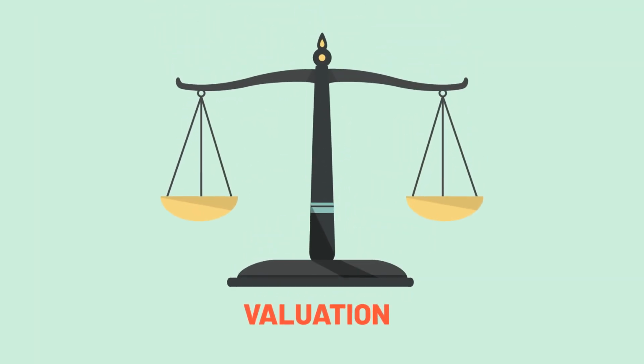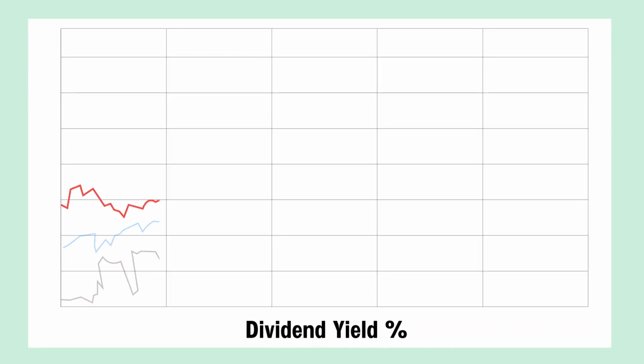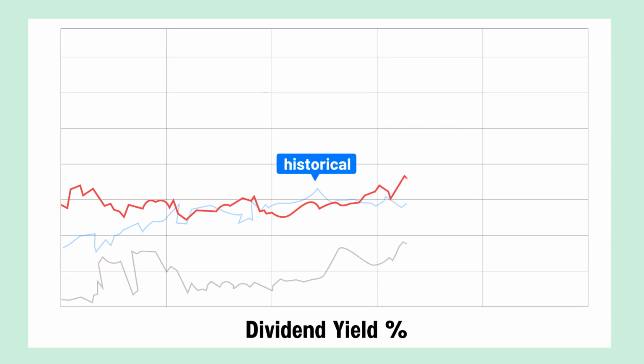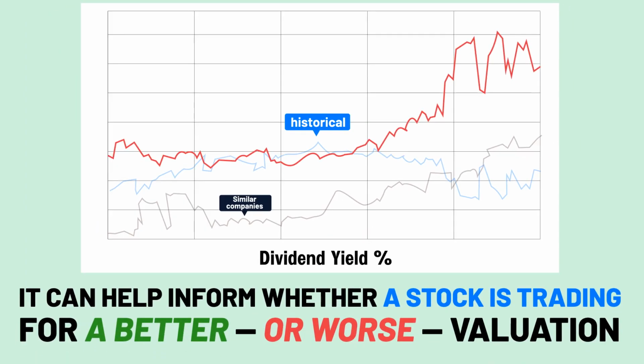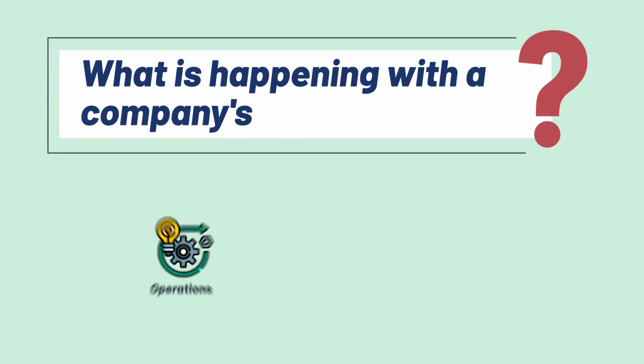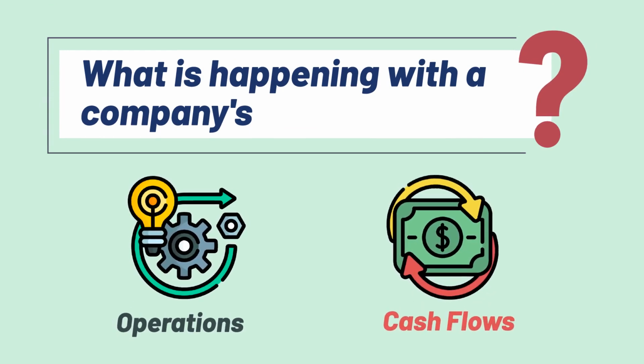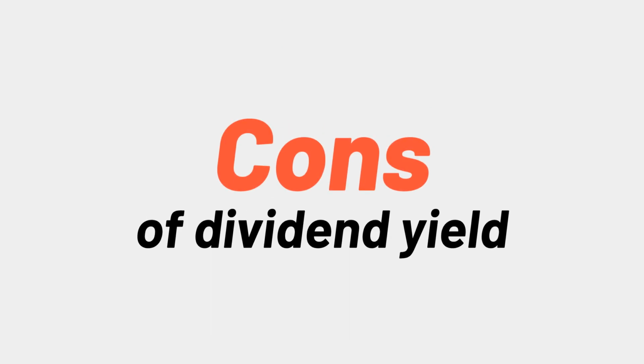Dividend yield can also be a useful tool to help with valuation. If the dividend yield is significantly different from its historical level or is significantly different from similar companies, it can help inform whether a stock is trading for a better or worse valuation. Again, the yield is only the starting point. Knowing what is happening with a company's operations and cash flows is important to help keep the dividend yield in proper context.